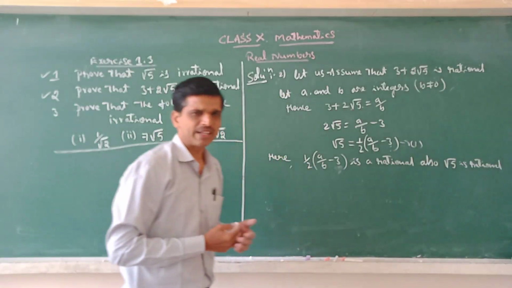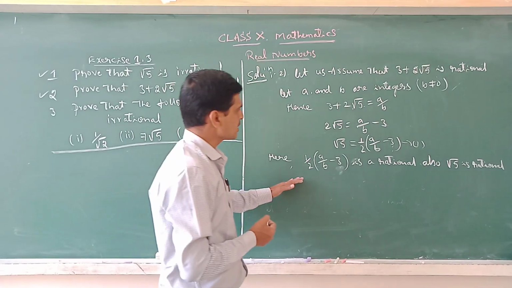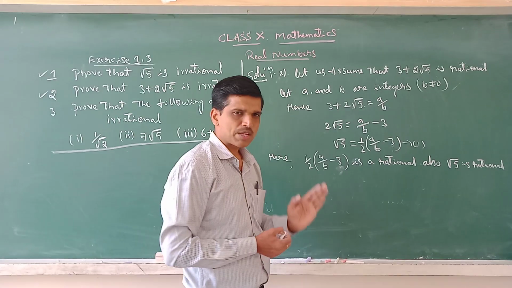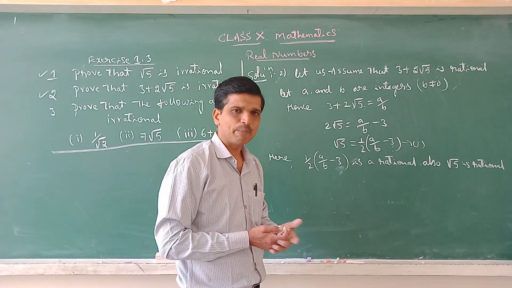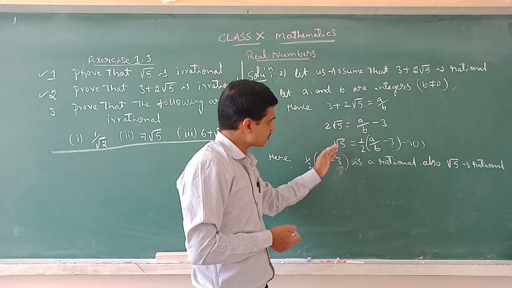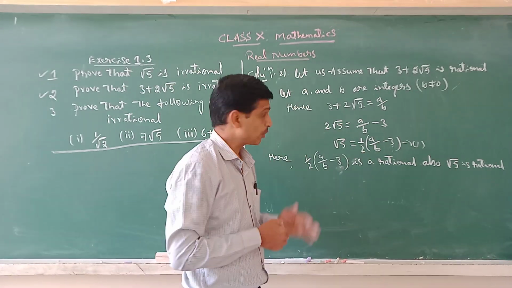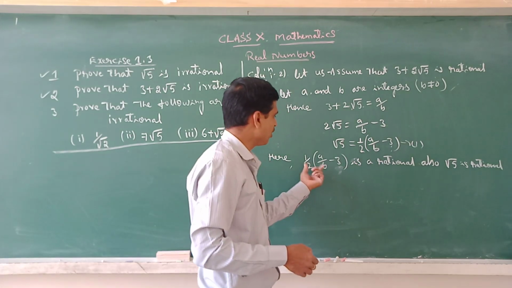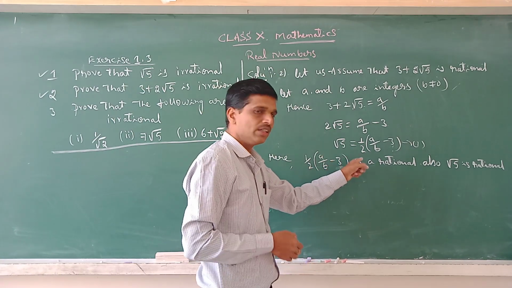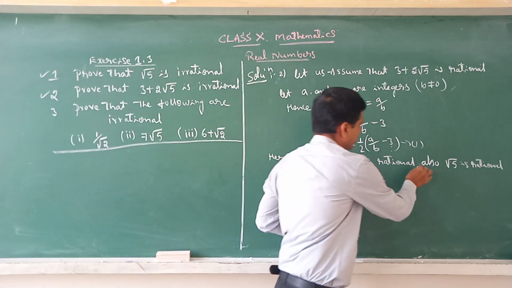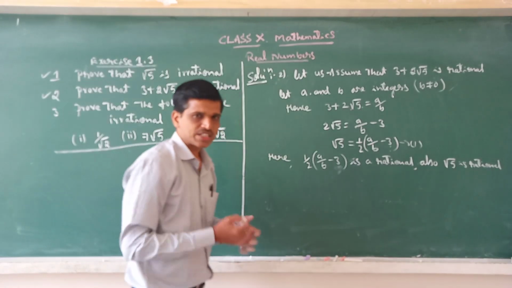Why did I come directly like this? Because we can take a and b as integers, and we can express the given number in the form p by q. On substituting or simplifying, we get root 5 is some other number. But what is that number? Half of a by b minus 3 is a rational, yes, it is directly a rational number. So root 5 is also rational.